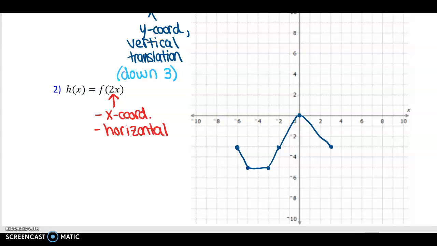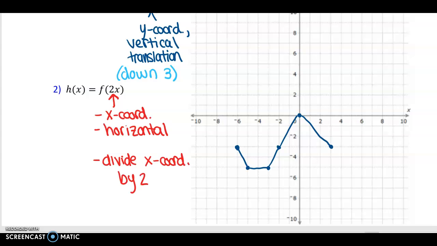In this case, it's a multiplied factor, so that's either going to be a stretch or compression. Okay, now remember, anything that's applied to the x will do the opposite operation. So this looks like I would multiply all the x's by 2. I would actually divide the x coordinates by 2.